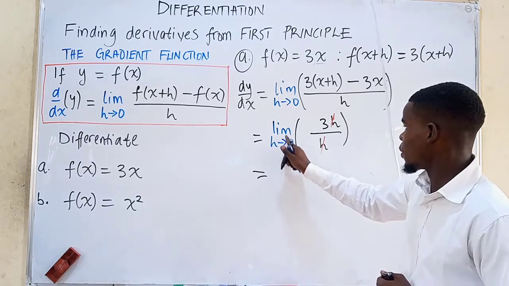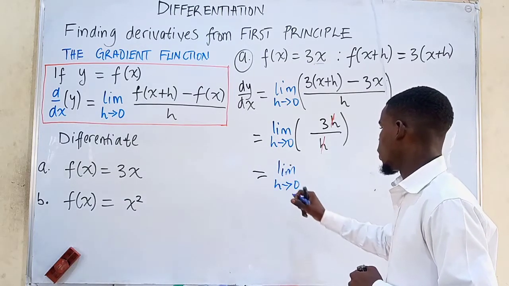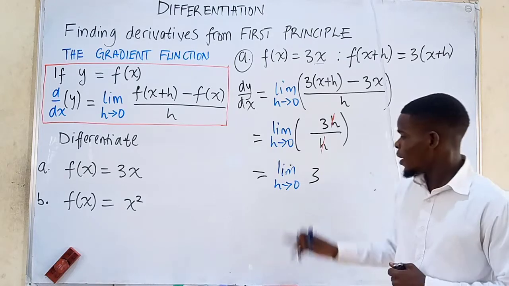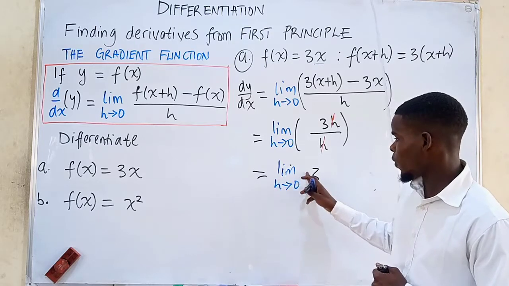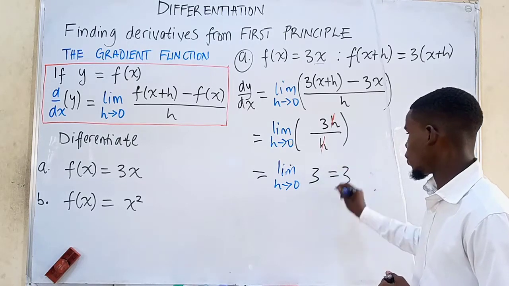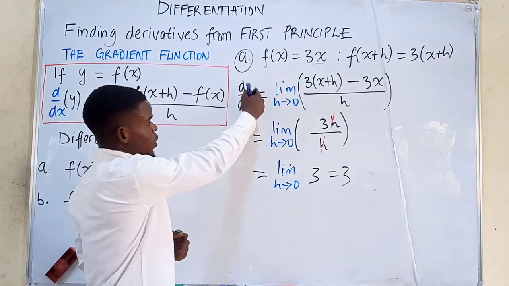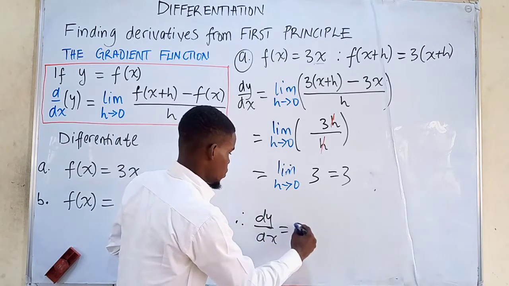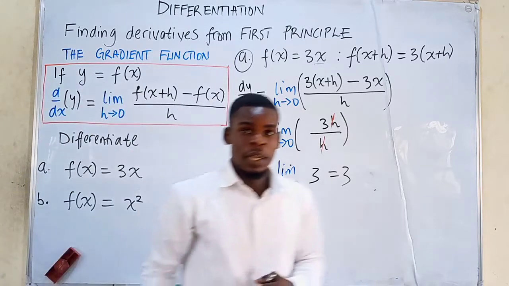Now the limit as h approaches 0 of 3. This 3 is just a constant. It has nothing to do with h. So the limit of 3 as h tends to 0 is just going to be 3. So that 3, which is the limit as h tends to 0, is the same thing as the derivative of y with respect to x. So I can say in conclusion that dy/dx is equal to 3. That is what we get from first principles. All right, good. Let's go over and solve the second one.